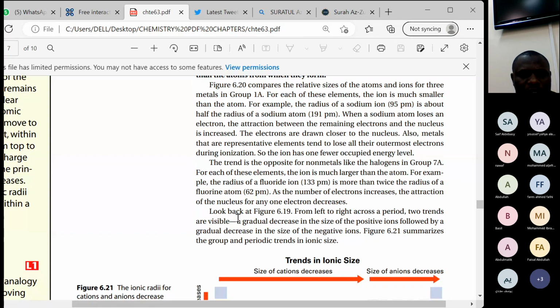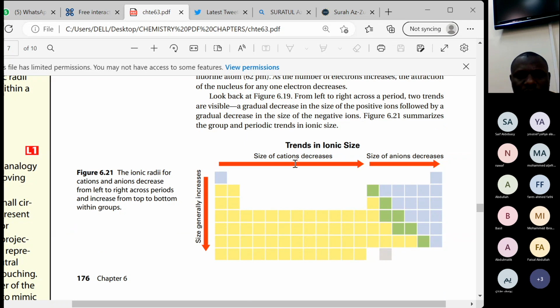Okay, thank you very much, Bashir Khoja. Now, this is the diagram that shows ionic size. As you go from left to right, the ionic size decreases. Why does the ionic size decrease? Because nuclear charge increases from left to right. When the nuclear charge increases, the ions become smaller. And as you go down the group, the ionic size or ionic radius increases. Why? Because when you go down the group, the nuclear charge decreases. Why does it decrease? Because of the shielding effect.